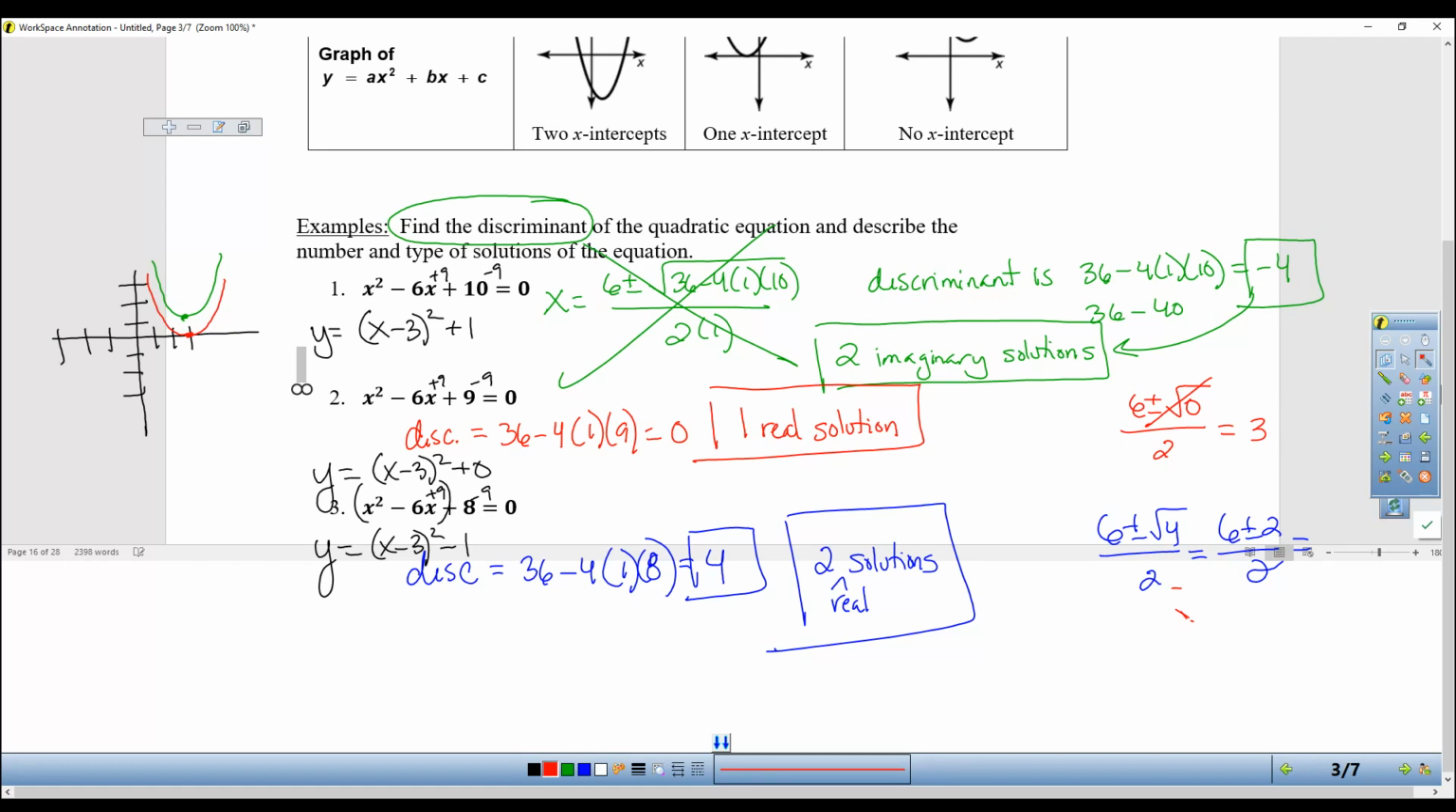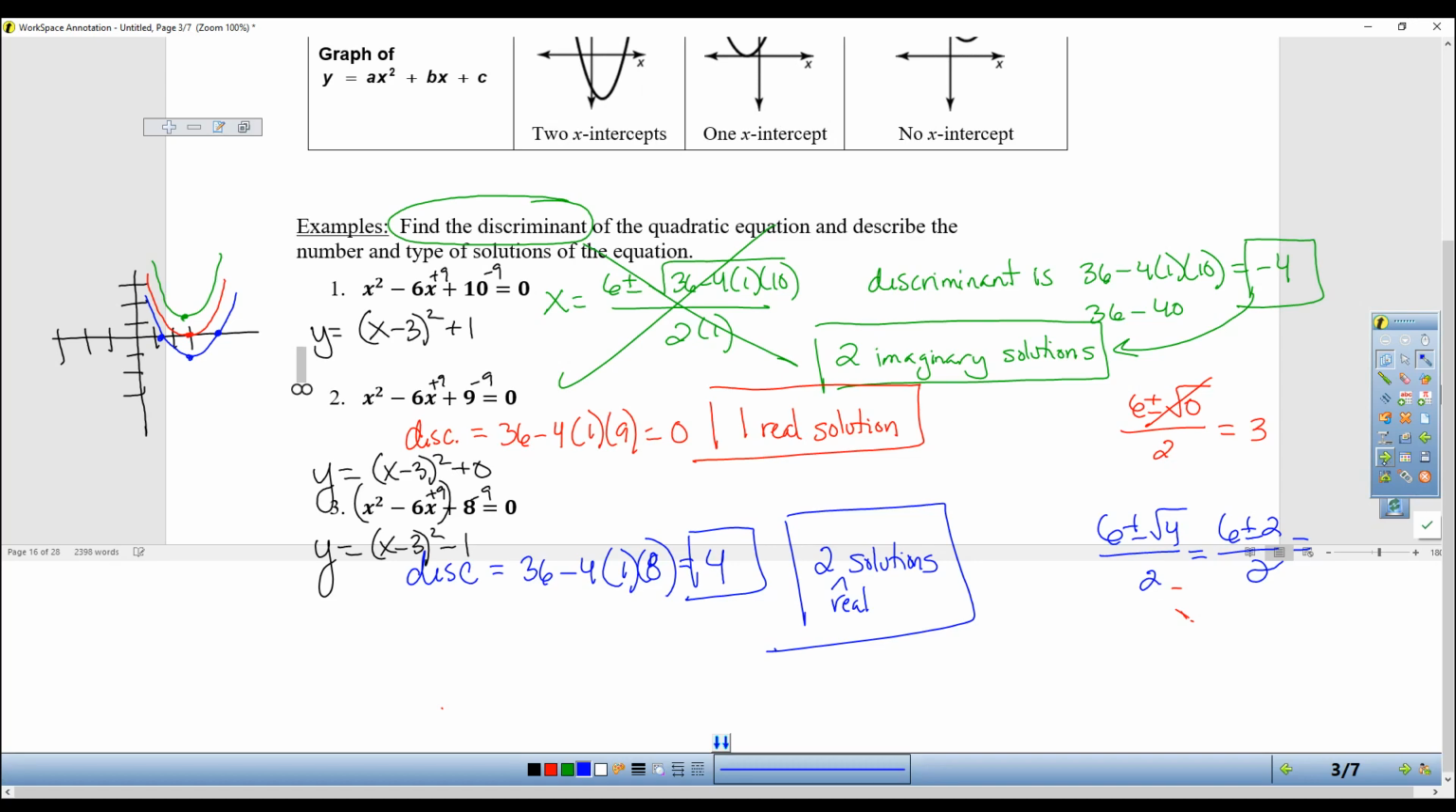See how it only has one solution? It's been moved to the right 3 and not up or down at all. So it has exactly one solution. This one, the blue one, x minus 3 squared minus 1, looks like that. And see, it's going to have 2 real solutions.